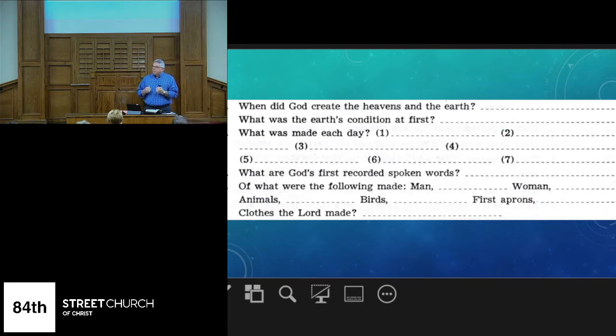So when we talk about this with people that don't believe the way we believe, it's one of those things you can bring up and talk about. What happened before the beginning? Well, we don't know, but we know that when God created time, that's the beginning. Okay? When did God create the heavens and the earth? Well, at the beginning.